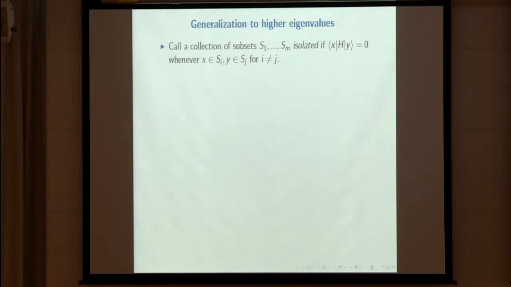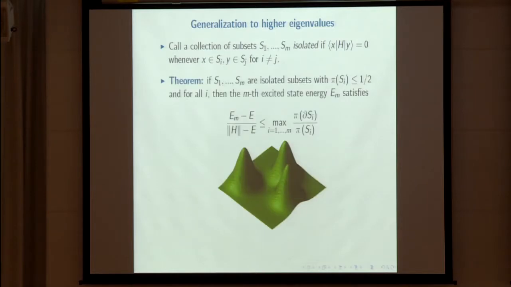So now consider that you have some collection of subsets that are isolated from one another if they're not connected through the off-diagonal matrix elements of the Hamiltonian. So if X is in S_i and Y is in S_j, then they shouldn't be connected. All right, so if you have M of these isolated subsets and none of them contains more than half the total probability in the ground state, then the mth excited state energy will satisfy this inequality.